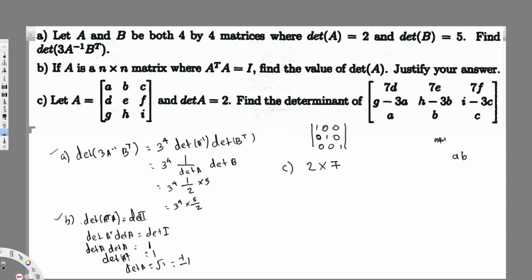For example, A, B, C, D, E, F, G, H, I. First of all, they have swapped this one with this one, so A has come to the bottom. So this is a minus sign. Then GHI was here and DEF was here, and they swapped again with this one. So here is another minus. Minus times minus became plus, and the final answer became plus 14. That's how it is, plus 14. This is my final answer.